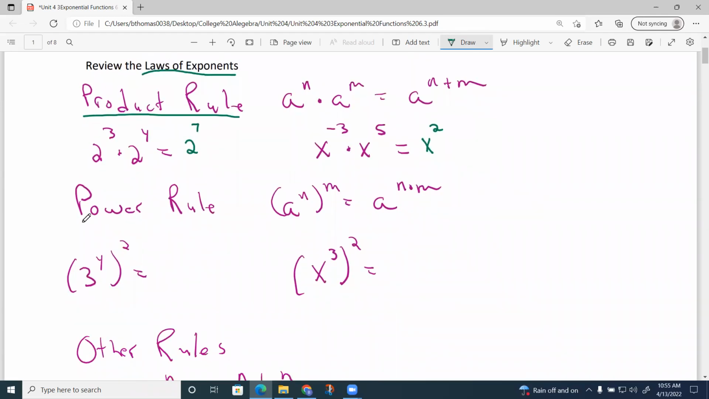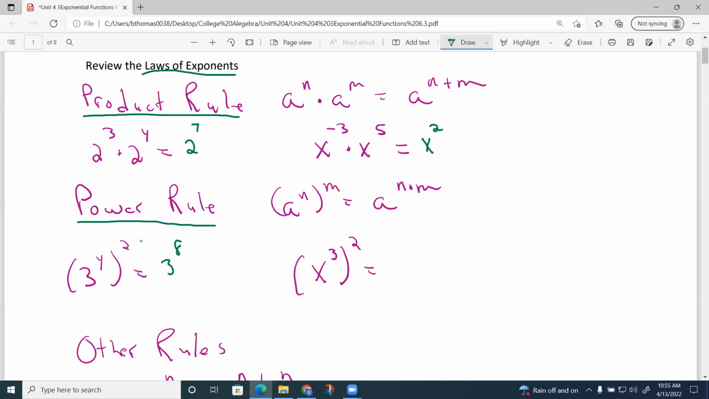Another interesting rule is called the power rule. The power rule is when you have a, which is the base, raised to a power, but then it's raised to another power. If you have a power raised to a power, the shortcut is to multiply the exponents together, n times m. So if I have 3 to the fourth raised to the power of 2, using the power rule, I can rewrite that as 3 to the power of 8.